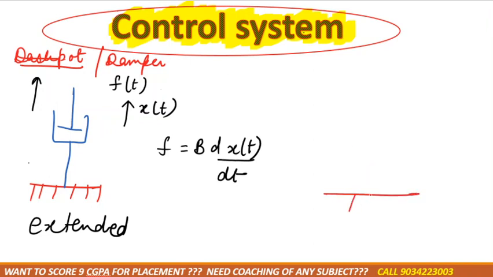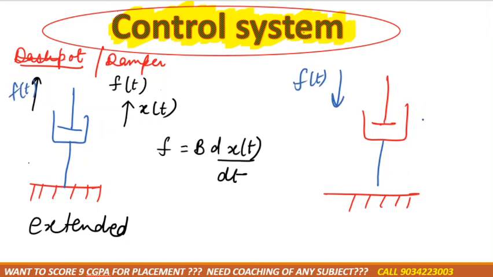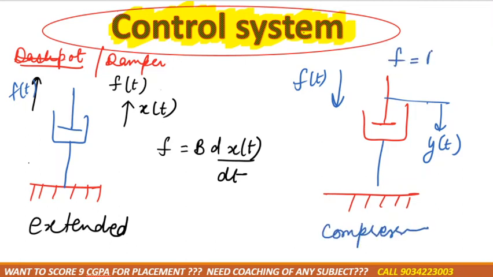Now the other case is where one point is this one and the dashpot is like this, then force is on the opposite side, meaning the downward side. Then in that case obviously displacement is also on the downward side, so in this case it is compressed. So it would be F is equal to B dy of t by dt. So if it is moving upward, then it is extended, and if it is moving downward, then it would be compressed, correct?